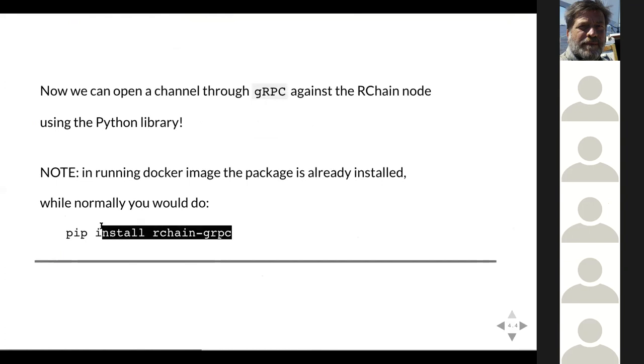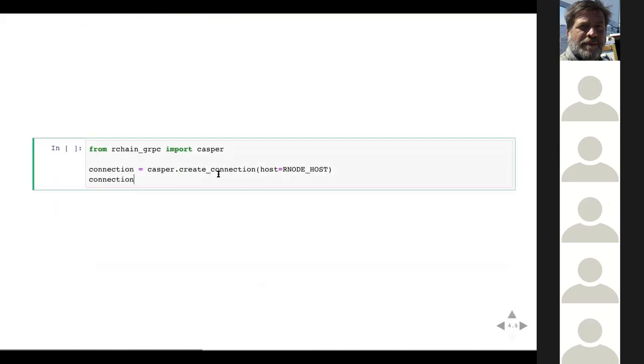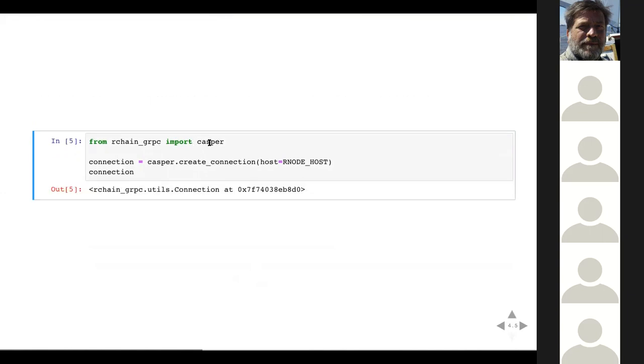If you don't have this installed, this is how you install it. And after installing, that's all you have to do. Just import from a module called Casper, create a connection, pass the host name, and eventually another port if it's not the default one, and then we have a Python available connection.